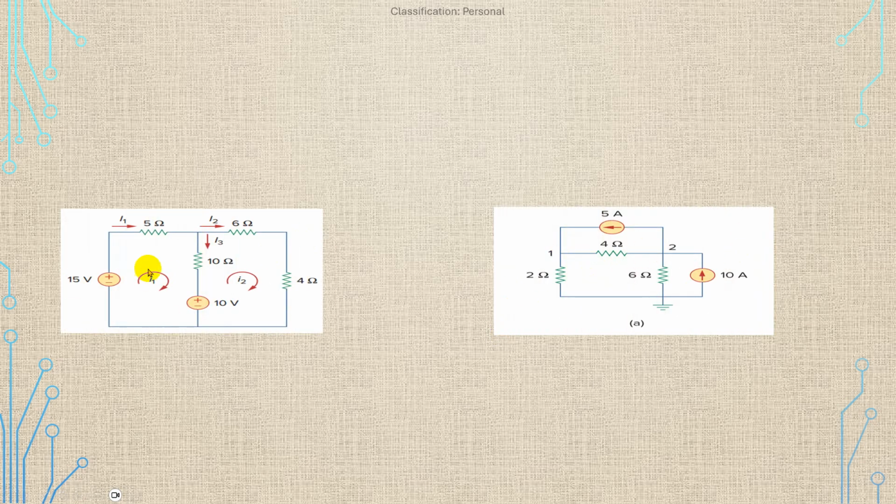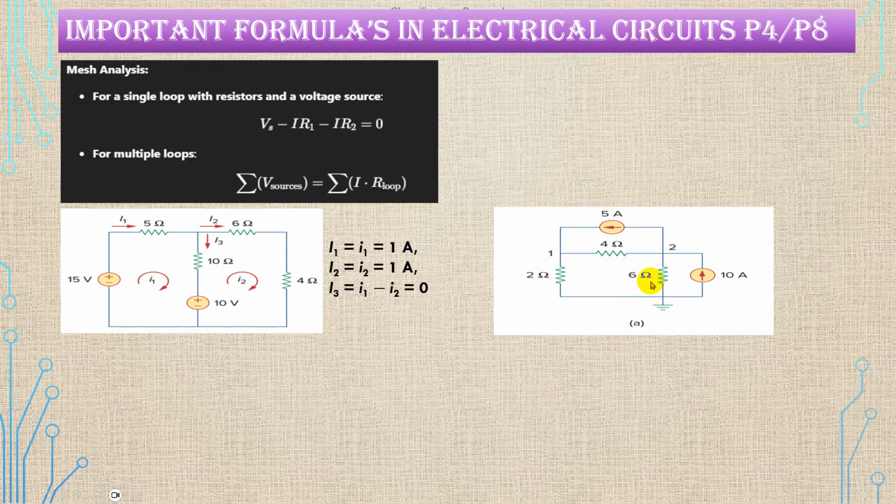Now coming to some analysis here. We can see what is node analysis and what is mesh analysis. By using the mesh analysis, the resultant current is given here. You have to find what the voltages and currents are, based upon the nodes. Now coming to the mesh analysis, the first circuit is for the mesh analysis and the second circuit is for the node analysis. For a single loop with a resistor and a voltage source, mesh analysis is given as Vs equal to IR1 minus IR2 equal to 0.